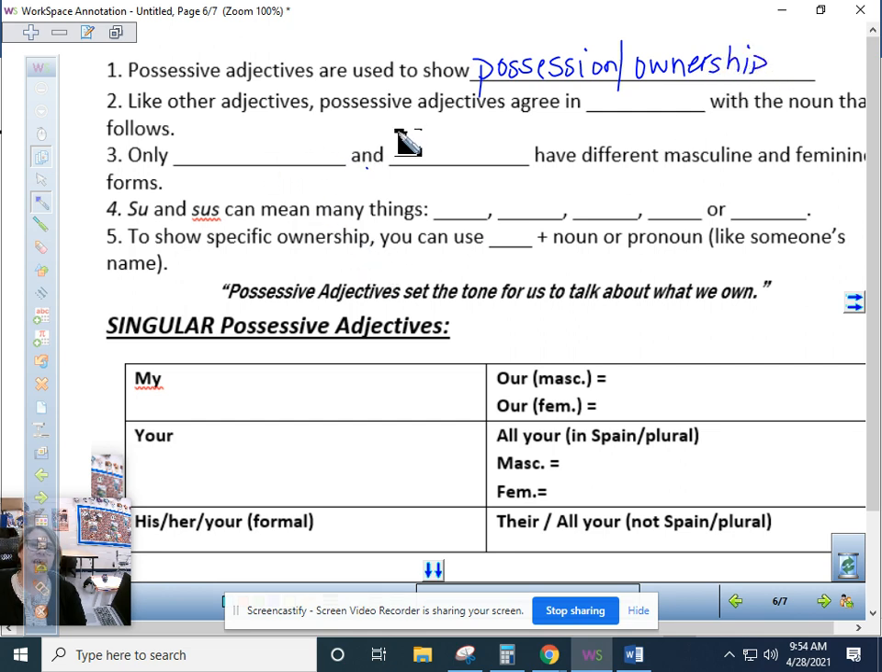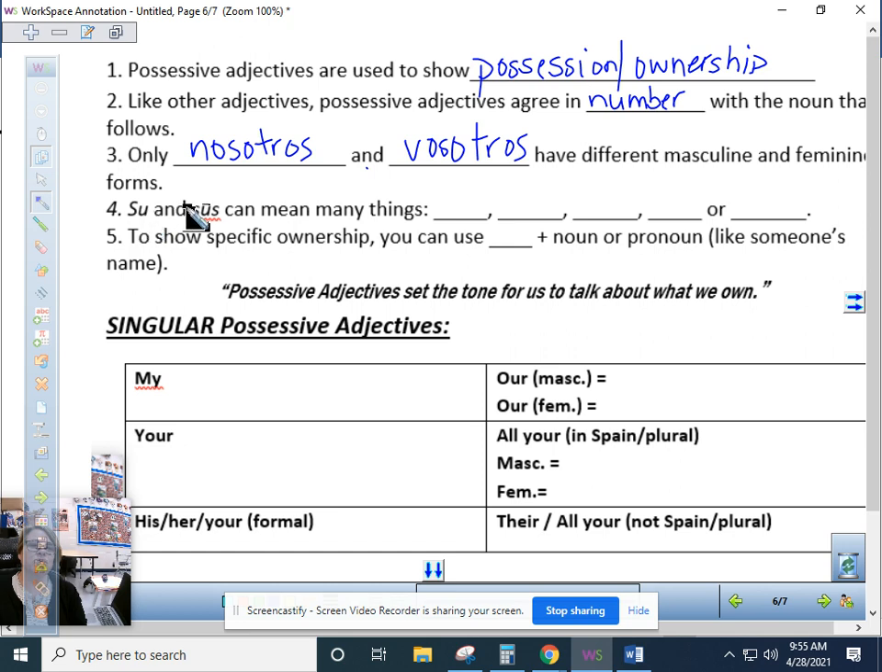Like other adjectives, possessive adjectives agree in number with the noun that follows it, right? So if the noun that follows it is singular, then the possessive adjective is going to be singular. If the noun that follows it is plural, then the possessive adjective in front of it is going to be plural, right? Only the nosotros form and the vosotros forms have different masculine and feminine also. All the rest just have singular or plural.